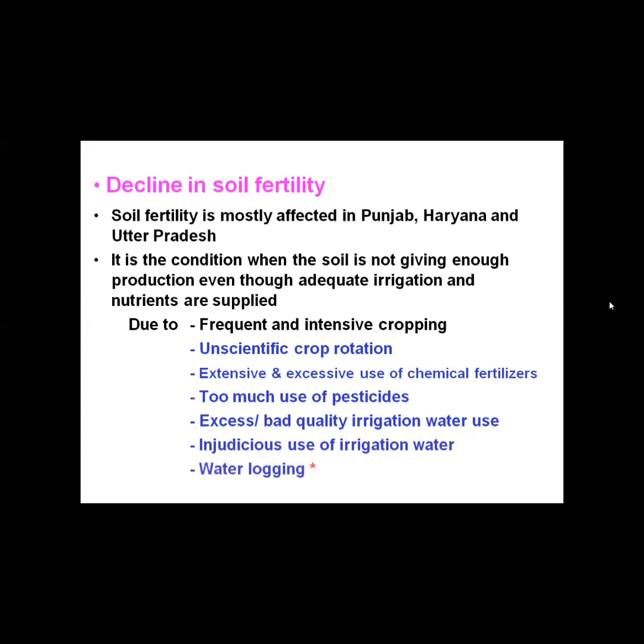If we see this decline in soil fertility, it is due to frequent and intensive cropping, unscientific crop rotation, extensive and excessive use of chemical fertilizers or pesticides, use of excess or bad quality irrigation water, injudicious use of irrigation water, or the waterlogging condition, which lead to the decrease in soil fertility.